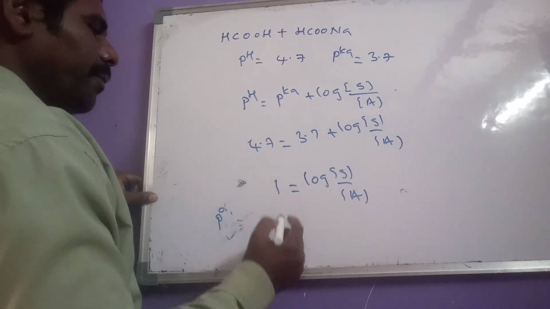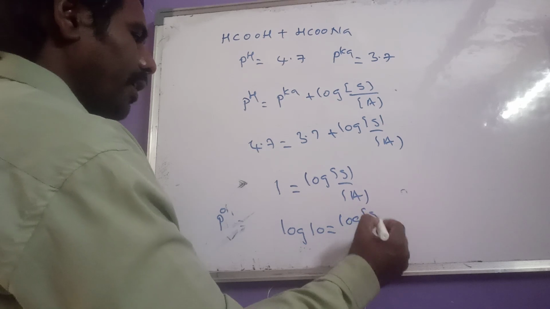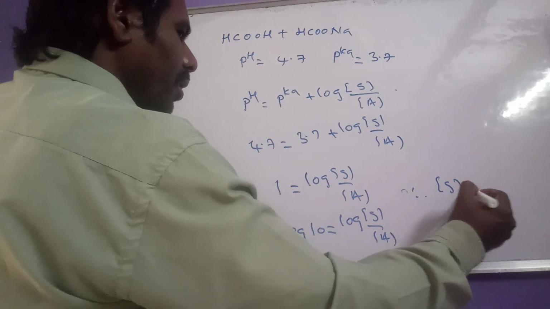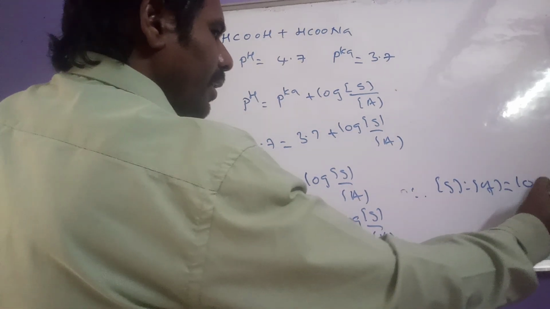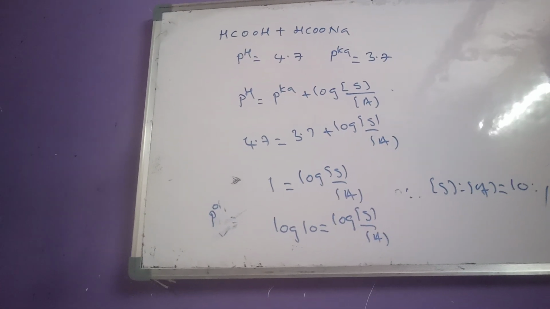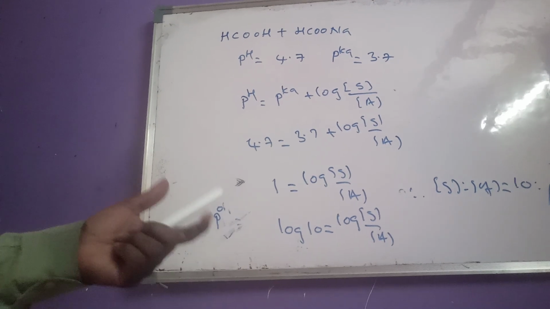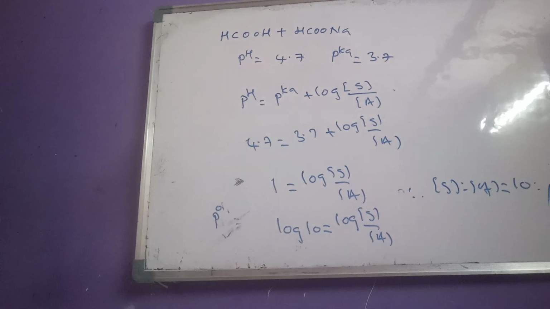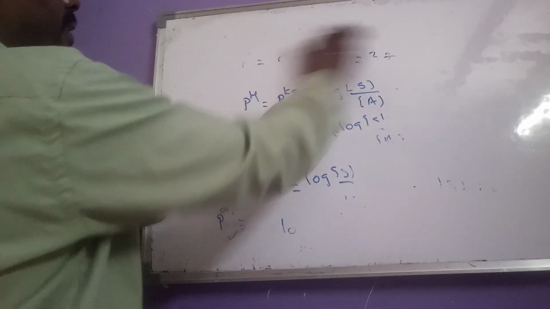1 in logarithm language we can write as log 10 equals log salt by acid. Therefore the ratio of number of moles of salt to acid is 10:1. So like that we have to calculate the pH values or pOH values and the ratio related to buffer solutions. Okay, then next.